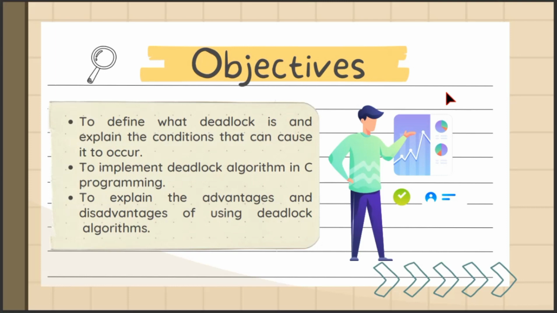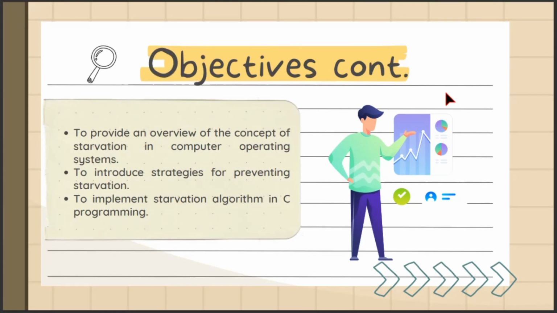So here are the objectives of the deadlock. Define what deadlock is and explain the conditions that can cause it to occur. Implement a deadlock algorithm in C programming. Explain the advantages and disadvantages of using deadlock algorithms. Continuing the objectives: provide an overview of the concept of starvation in computer operating systems, introduce strategies for preventing starvation, and implement a starvation algorithm in C programming.